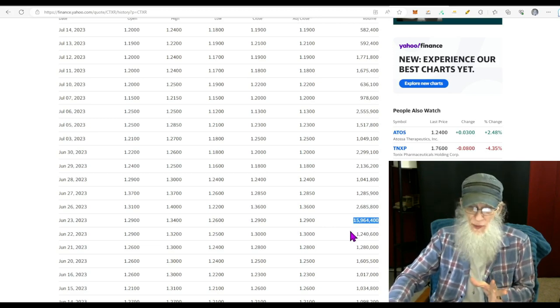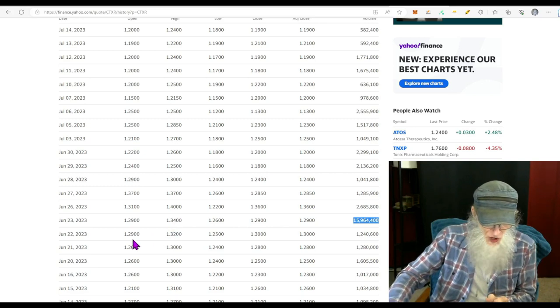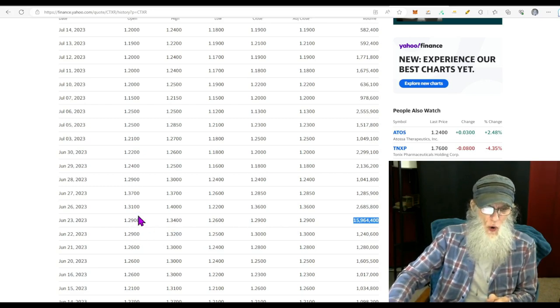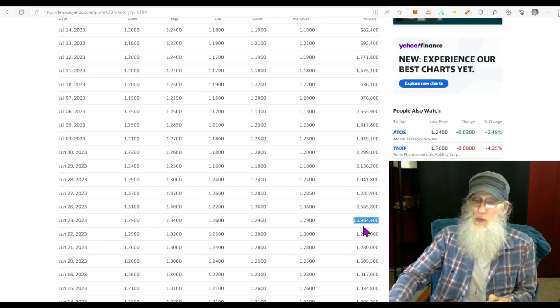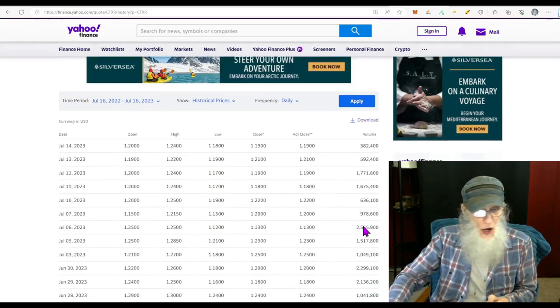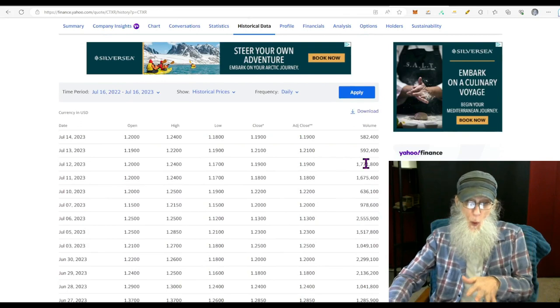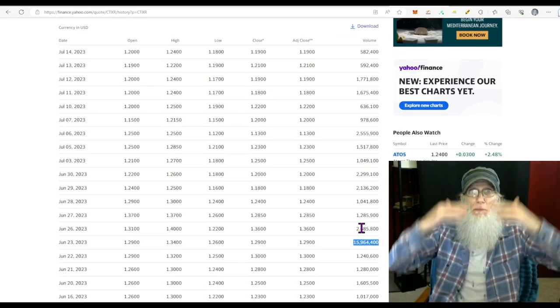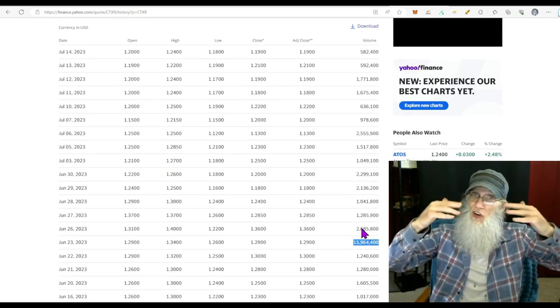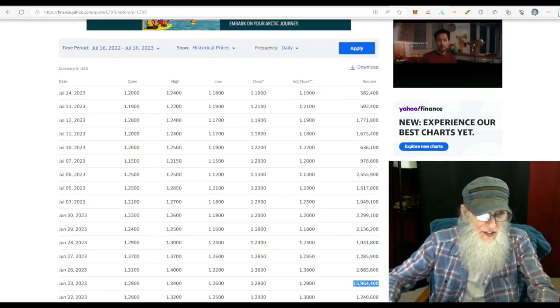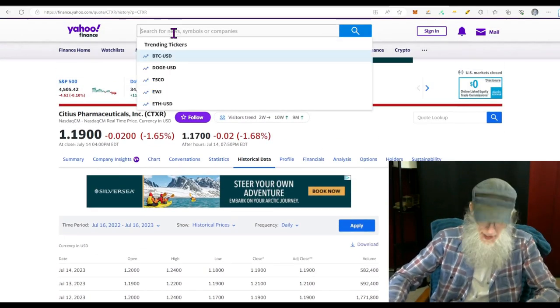I don't know what happened that day. Did the price jump? No, not really. The price didn't go anywhere. A lot of accumulation on that day. So that tells you more about what's happening. Is the volume getting bigger and bigger? Is it getting less and less? Is it sporadic? Let's take a look at another popular stock here.